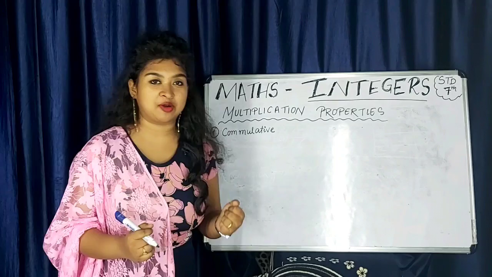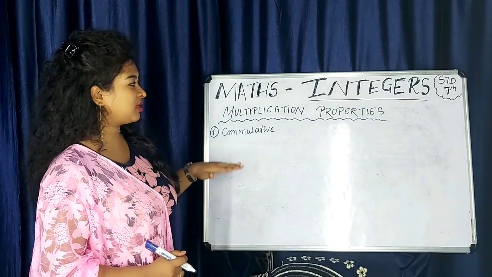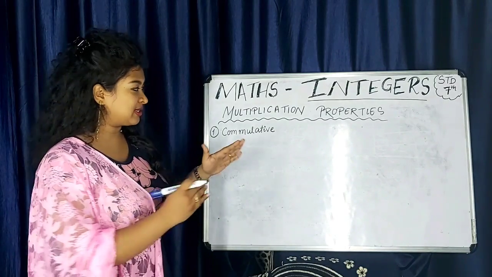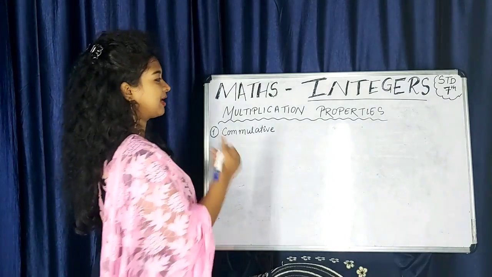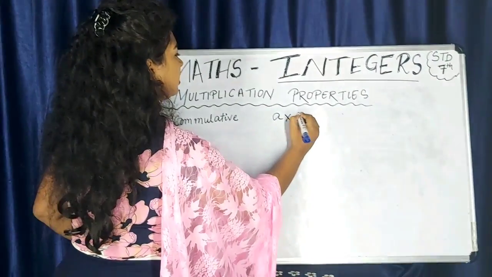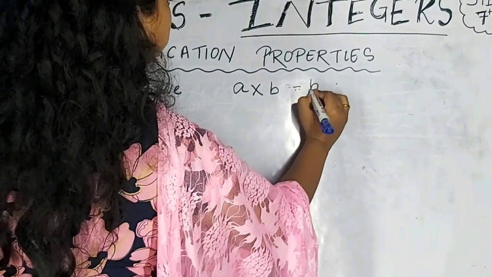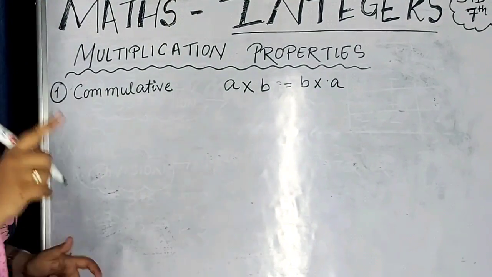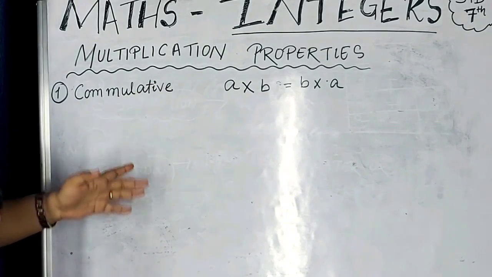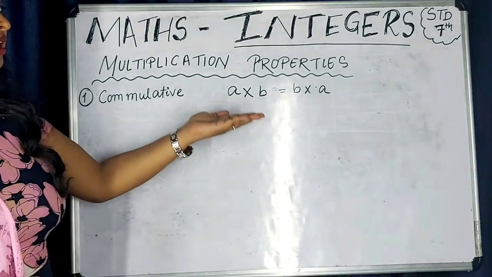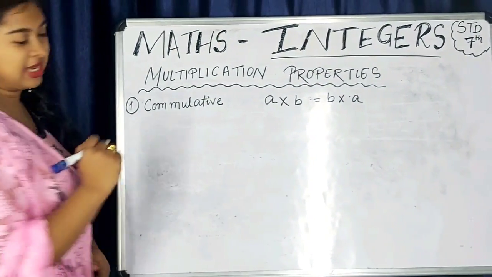Now we come to the next topic, and that is multiplication properties. As we had the addition properties, so here we have multiplication properties. In the same way, the first property is the commutative property. That is, if A is multiplied by B, then it is also equal to B multiplied by A. I hope we all remember just now we had read A plus B was equal to B plus A. So in the same way, in multiplication, if A is multiplied with B, the answer that comes is the same as B multiplied with A.